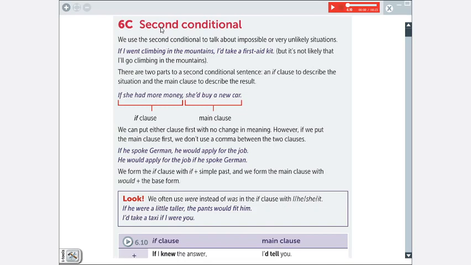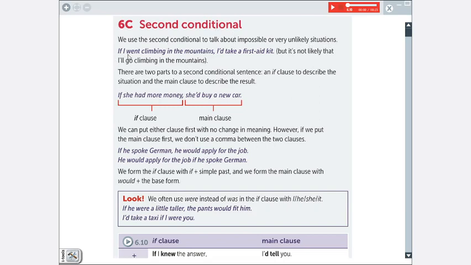In the use of the second conditional, we use it to talk about impossible or very unlikely situations. This explanation of impossible or very unlikely situations is the one that I don't like too much, because I prefer to call them imaginary situations. Why? Because situations that are used in the second conditional normally are contrary to what happens in the present, or what is the reality of the speaker. So that's why I prefer to call it imaginary situations rather than impossible or very unlikely situations.